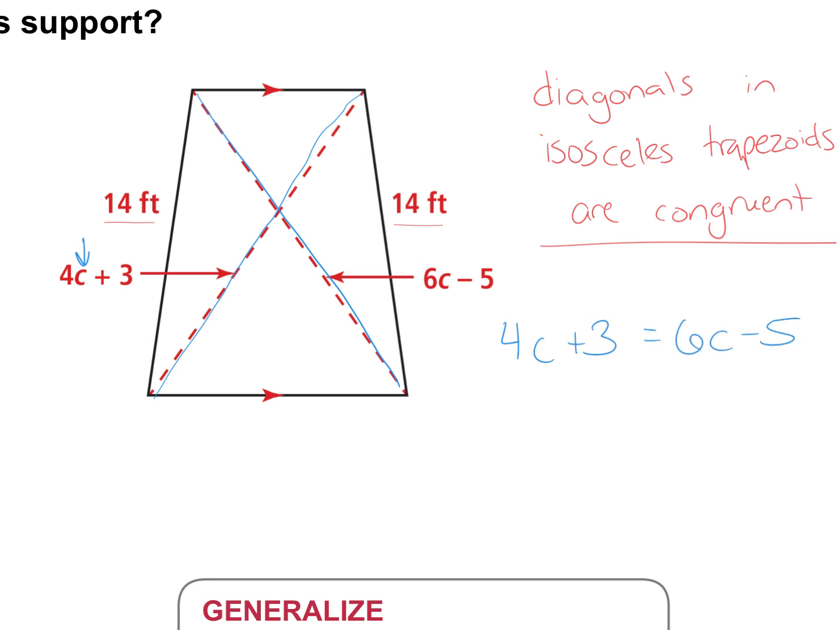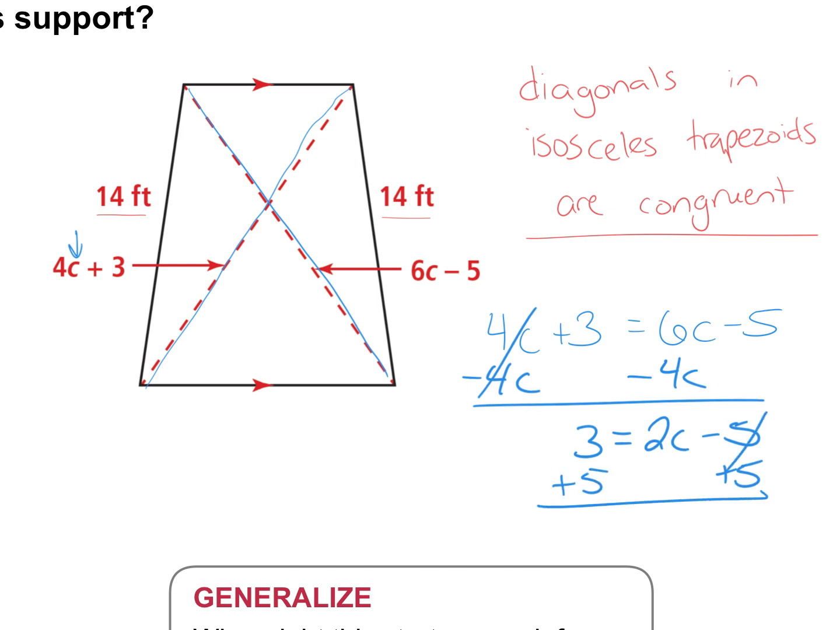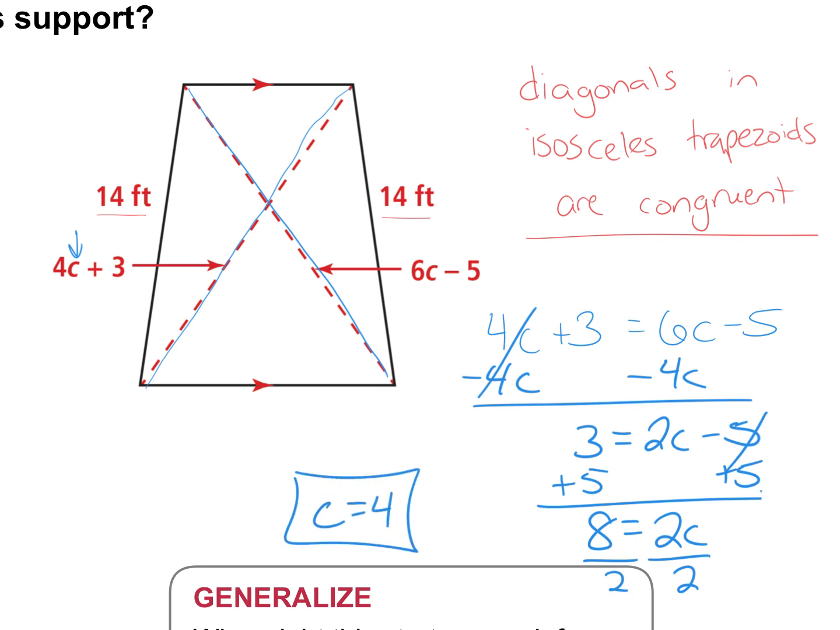How do I solve this? Yep, subtract 4C. So we have 3 equals 2C minus 5. Add 5. 8 equals 2C. What do we get for C? Yep. If I wanted to know the length of the diagonals, what do I do? Plug it in. Doesn't matter which one? Doesn't matter because they are what? They are the same. Yep. Go ahead and try example 4.